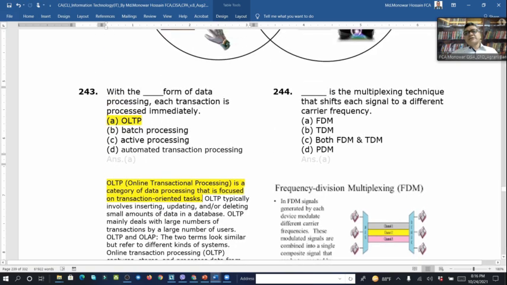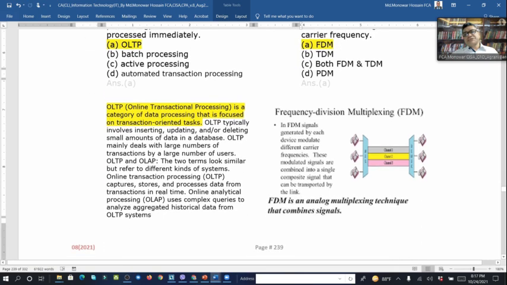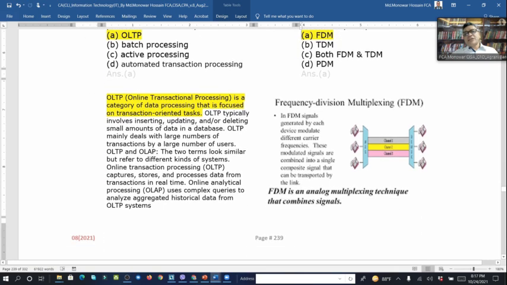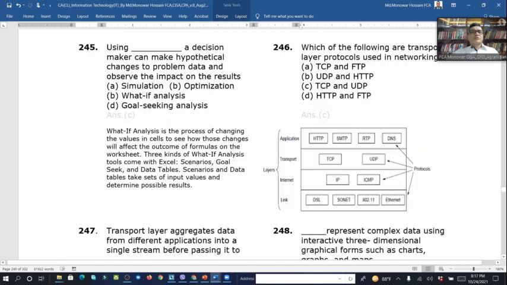Another question: dash is the multiplexing technique that shifts each signal to a different carrier frequency. Here the answer is frequency division multiplexing, FDM. So what is FDM? Look here, FDM is an analog multiplexing technique that combines signals. In FDM, signals are generally modulated by each device onto different carrier frequencies, and these are combined with each other.